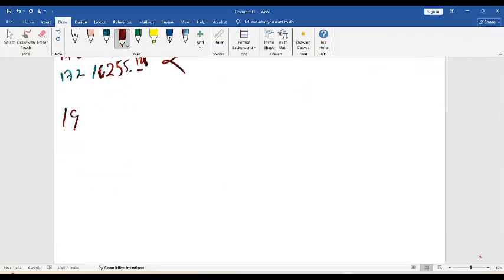Let us go. 192.168.0.0. The default mask is 255.255.255.0. Now the number of hosts per subnet is 10. Do it.